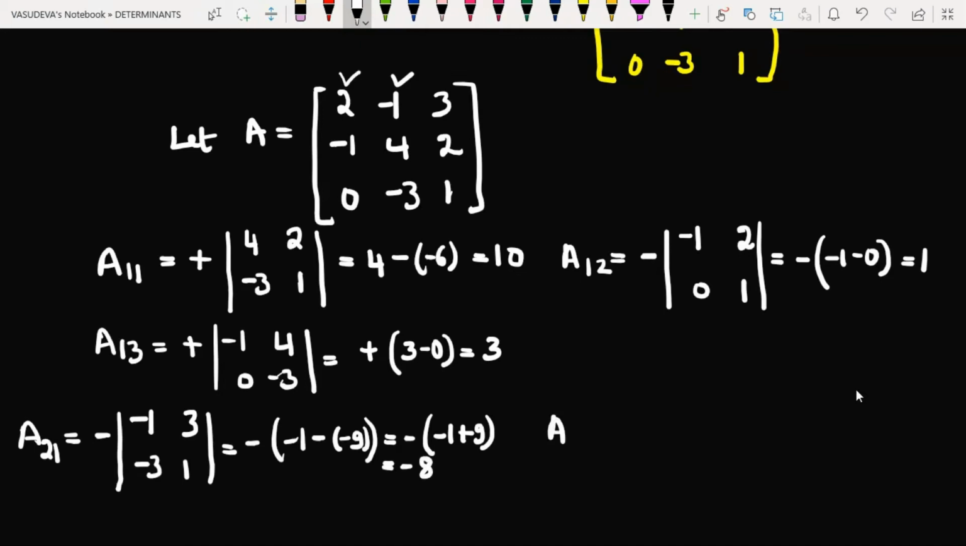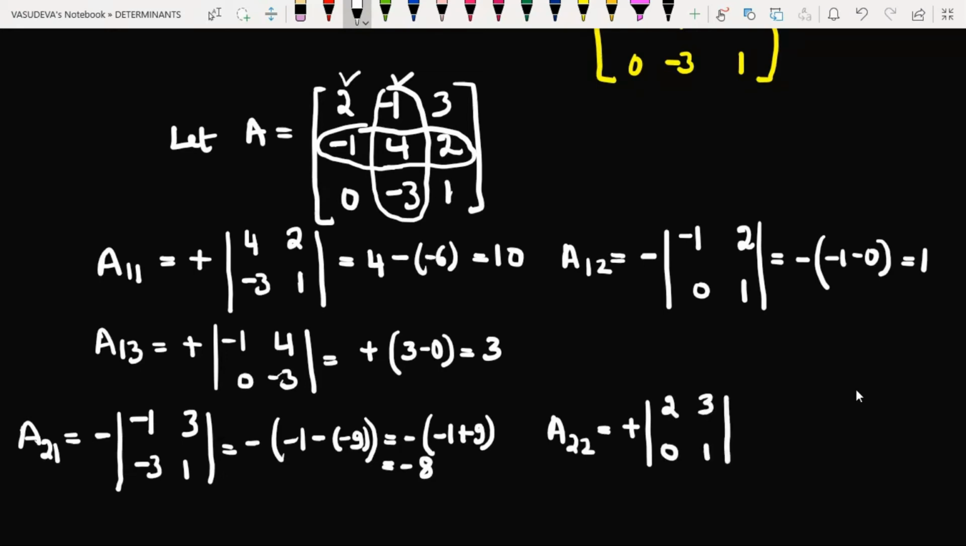Then A22 is 2 plus 2, an even number, so it is plus the determinant of, that is the cofactor of the element 4. So leaving the elements of the second row and the second column, the determinant of the remaining elements, that is 2 3, 0 1, which is equal to 2 into 1 minus 0, that is equal to 2.